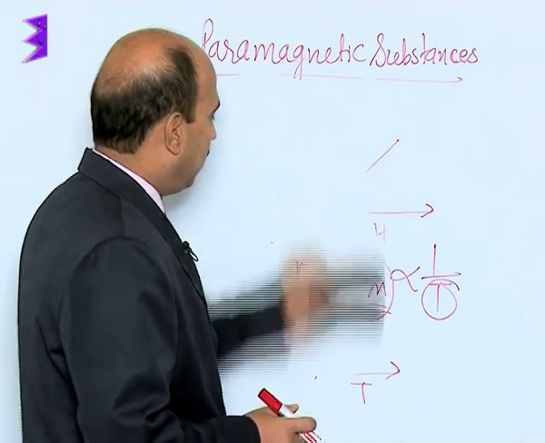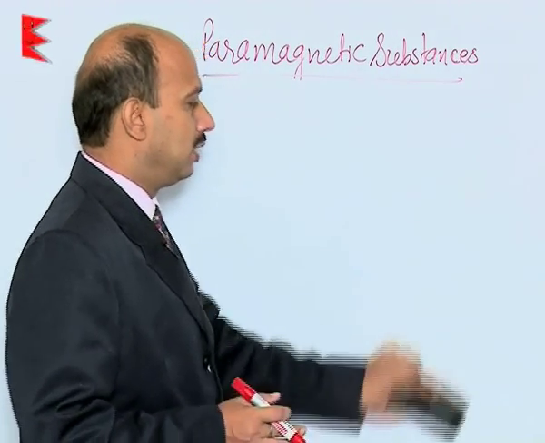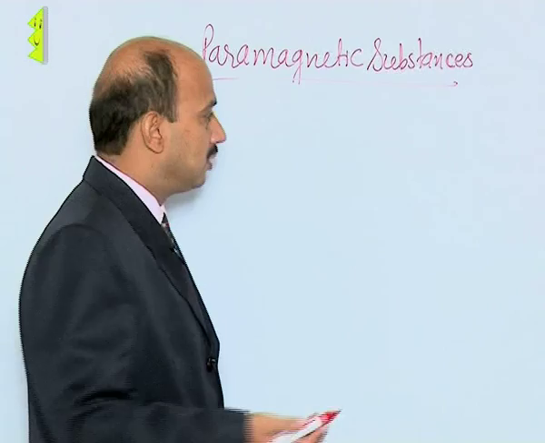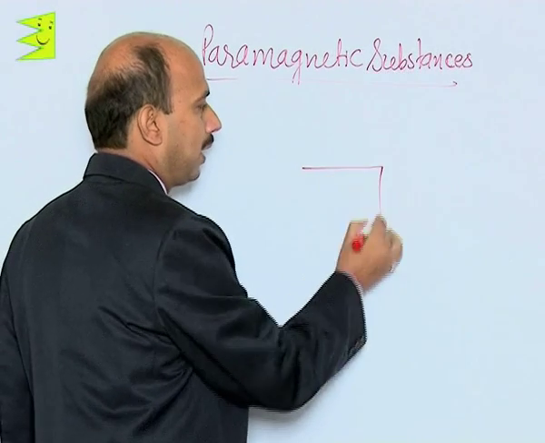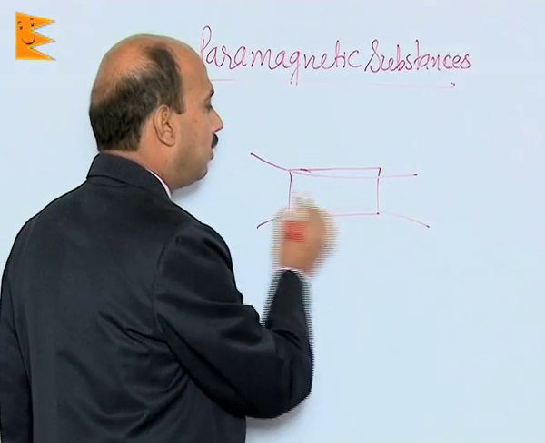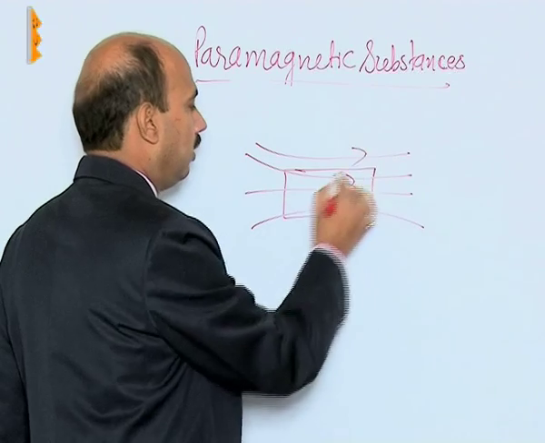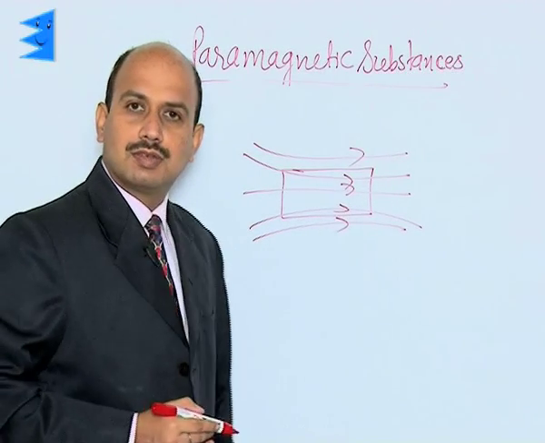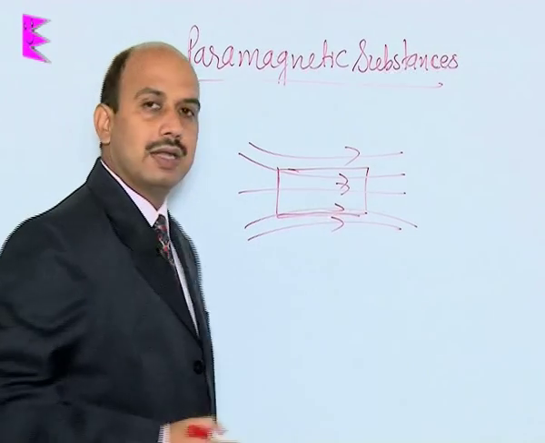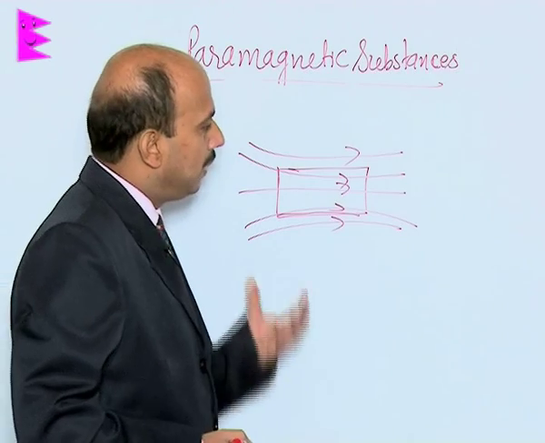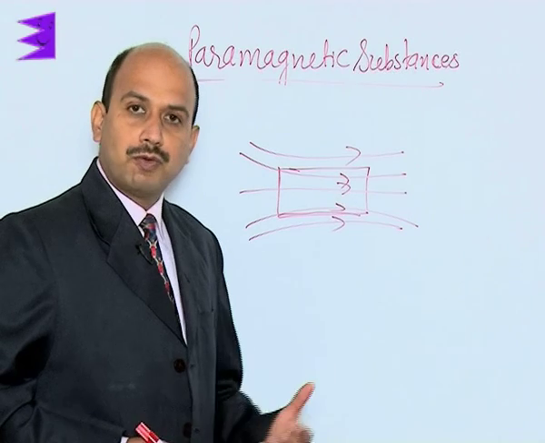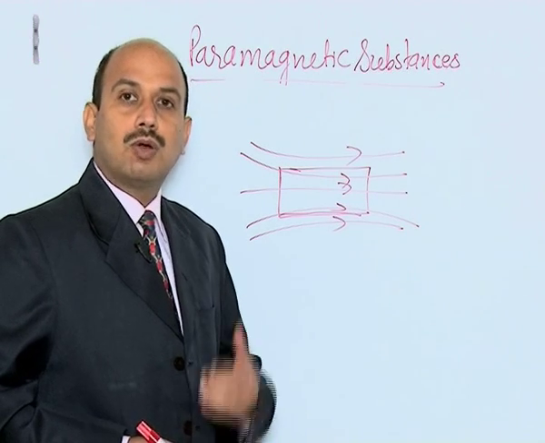Now also, when the paramagnetic substances are placed in an external magnetic field, magnetization takes place as we have just discussed. Suppose there is a paramagnetic material like this in the magnetic field, then most of the lines prefer to pass through this material. So this will be the behavior of the paramagnetic material inside the external magnetic field. And also, if you place the paramagnetic materials in a non-uniform magnetic field, then they move from the weaker parts of the field to the stronger parts of the field.